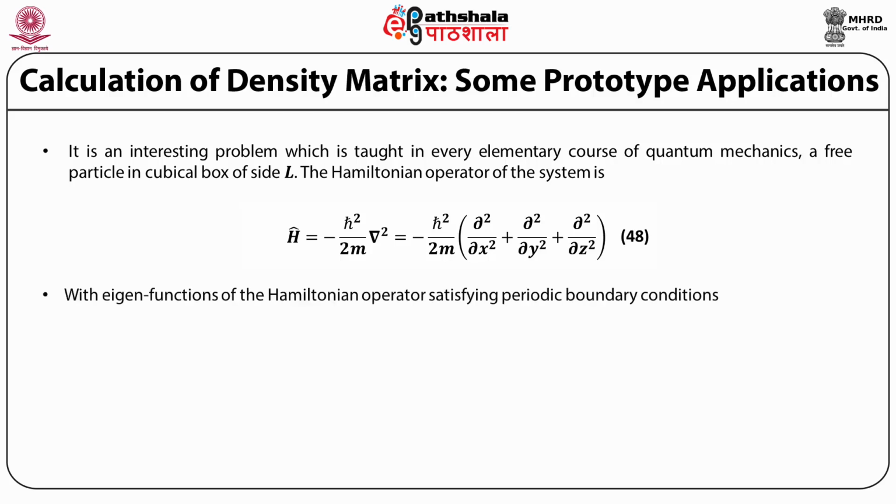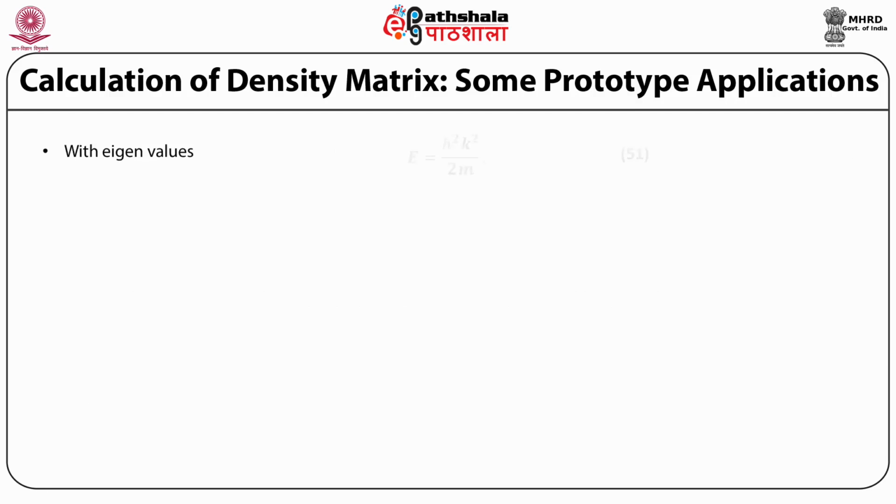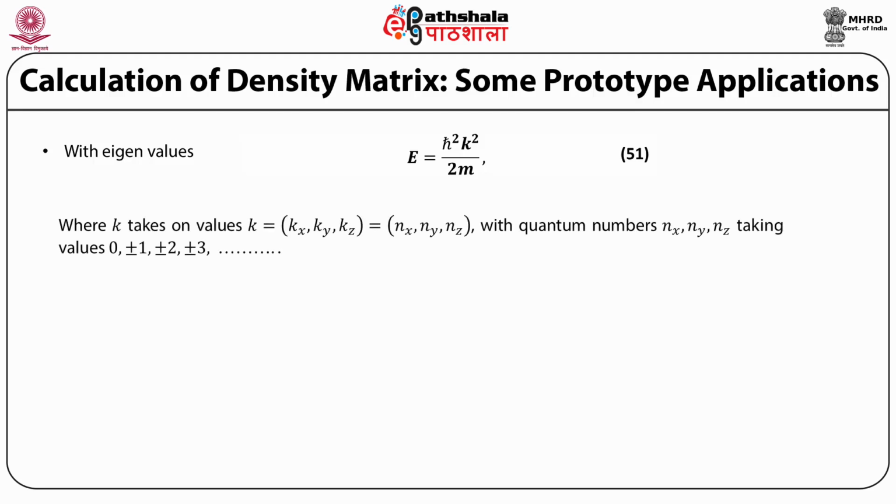with eigenfunctions of the Hamiltonian operator satisfying periodic boundary conditions, that is phi of x plus L, y, z is equal to phi of x, y plus L, z is equal to phi of x, y, z plus L is equal to phi of x, y, z, which gives phi E of R is equal to 1 upon L raised to power 3 by 2 e raised to power i k dot r, with eigenvalues E is equal to h bar square k square by 2m, where k takes on values k is equal to kx, ky, kz is equal to nx, ny, nz, with quantum numbers nx, ny, nz taking values 0, plus minus 1, plus minus 2, plus minus 3 and so on.